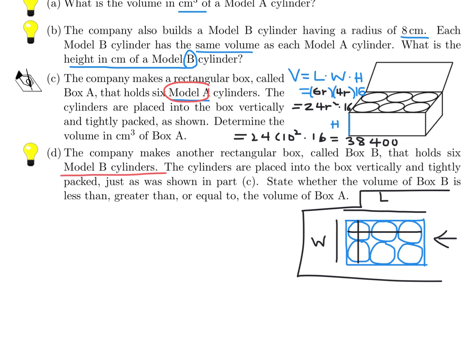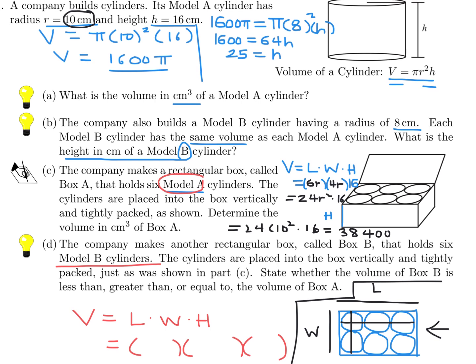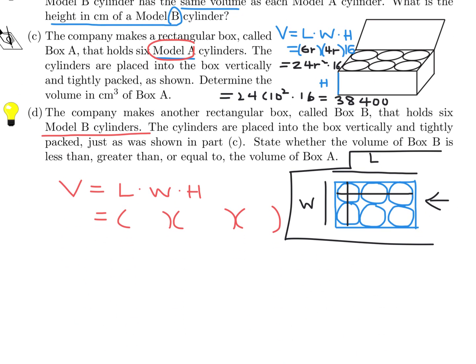Okay, so the volume of this would be pretty much the same, length times width times height, but the numbers will be slightly different. The height of the model B, I think we had calculated that earlier. Where did we calculate that? Somewhere, right? Oh, here it is. The height was 25. Okay, so we put that here.